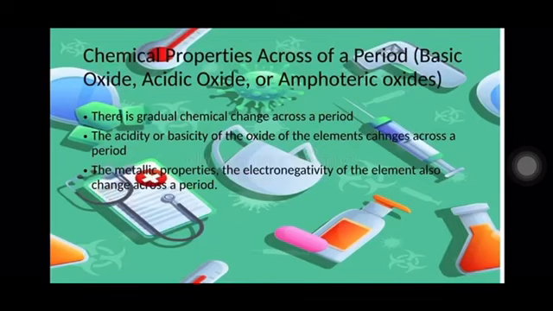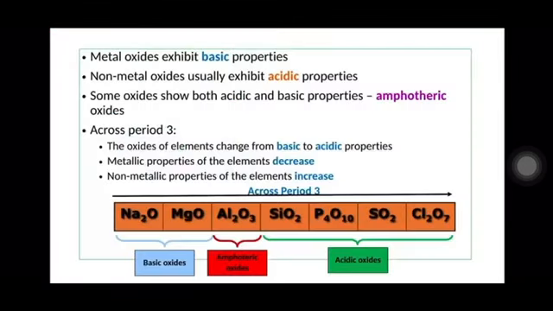Alright. So now, what is the differences between those 3 tu? Metal oxide dia exhibit basic properties. Untuk non-metal oxide, dia usually exhibit acidic properties. Tetapi ada juga oxide yang dia boleh tunjuk dua-dua, acidic dengan basic properties.